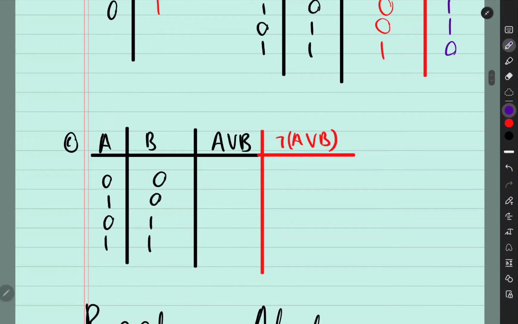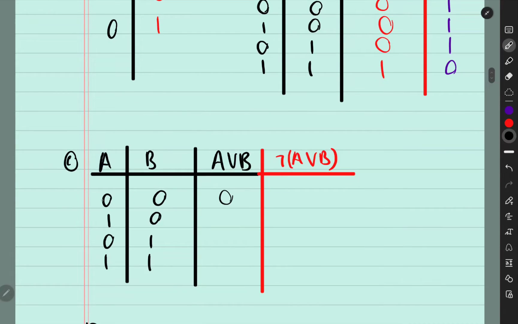Now, the same with OR and NOR, right? So below, you can pause and complete it. Right, so 0 or 0 will give you 0. Think of it as 0 being false and 1 being true. False or false will give you false. True or false, either one of them is going to be true, right? False or true, well, it's true. True or true, it's true. And this is the opposite.